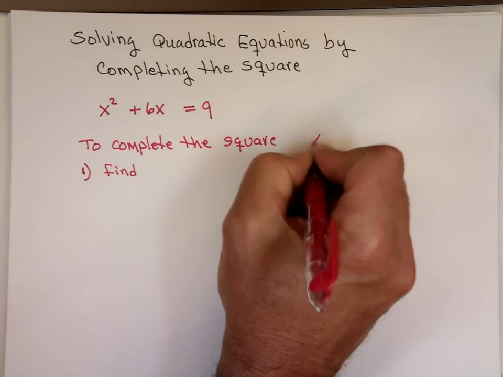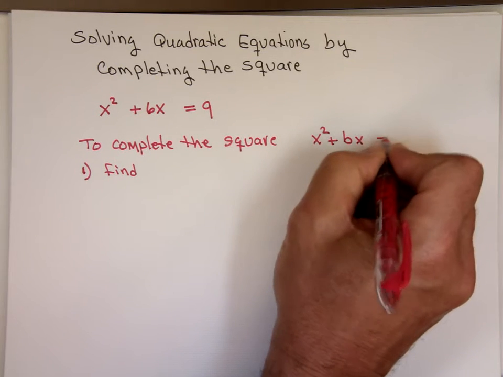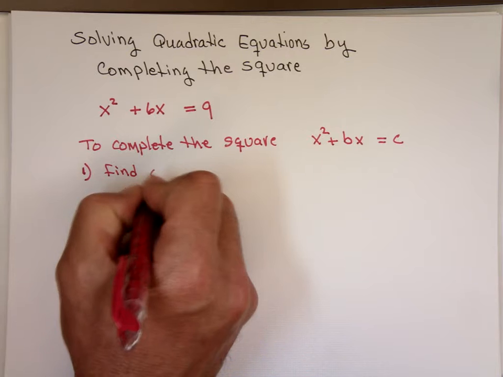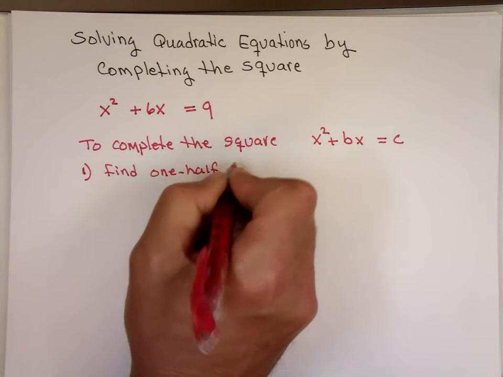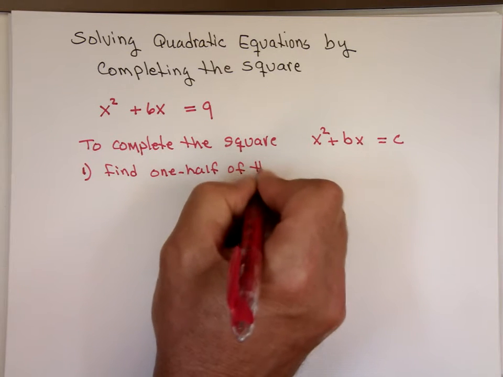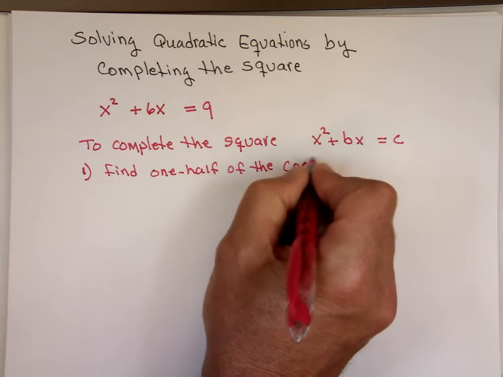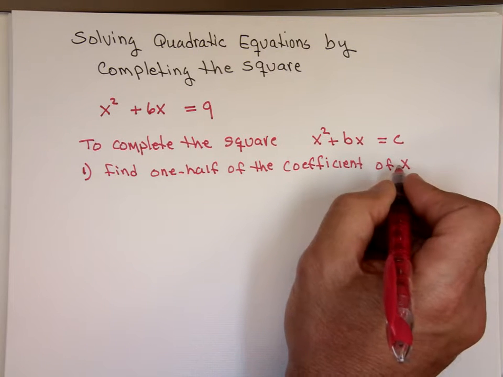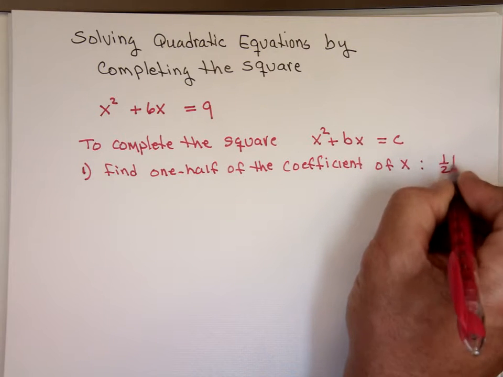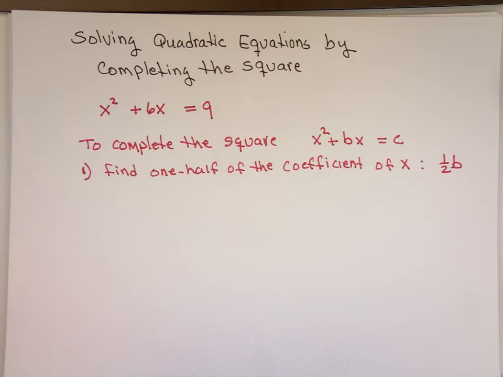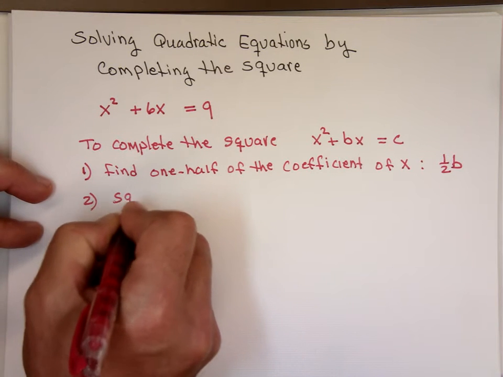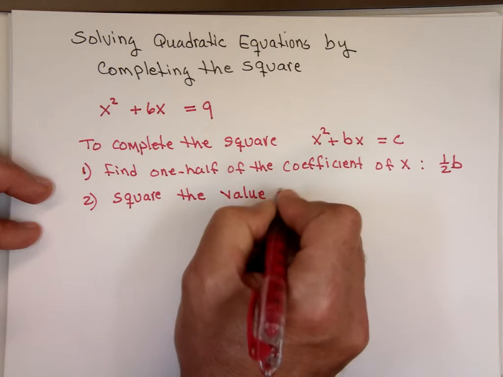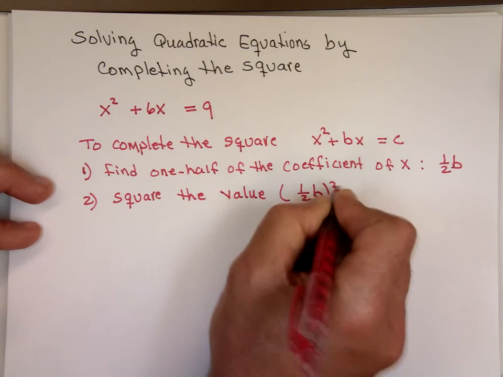Let's say you have something like x squared plus bx equals c. I'm just going to use this in general. Find 1/2 of the coefficient of x. In this case, that would be 1/2 b. That's b here, 1/2 that number. Step number 2, square this value. Which value? The 1/2 b. Square it.